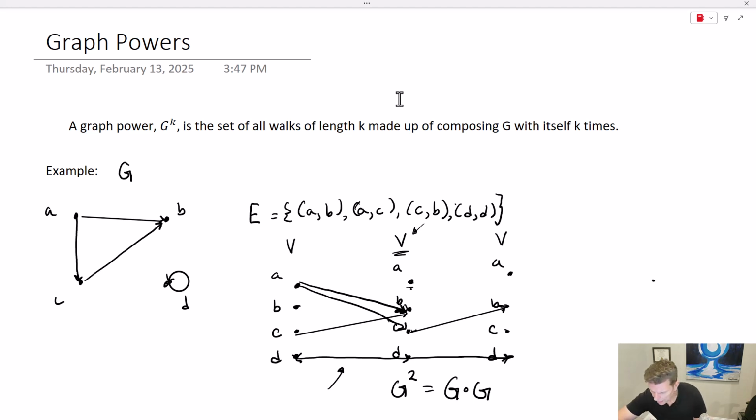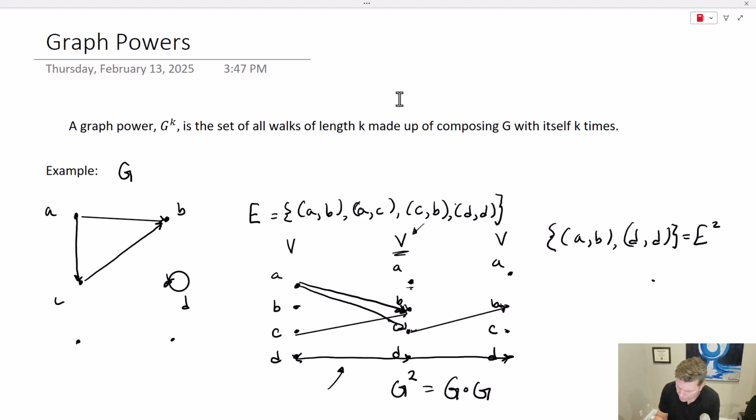Now when I look here, I have A goes to C goes to B. That actually is a walk of length 2. So I have A to B, that's the first walk that I have inside of my relation, and then I have D to D. This, by the way, is going to be E squared, or the composition of E with itself, that second set of edges. If we were to draw out the graph, my new graph is going to look like this. I've got A, B, C, and D. So I'm going to have A goes to B, and D goes to D. And that's it. That's the sum total of my composition, and it's actually my graph power for G squared.